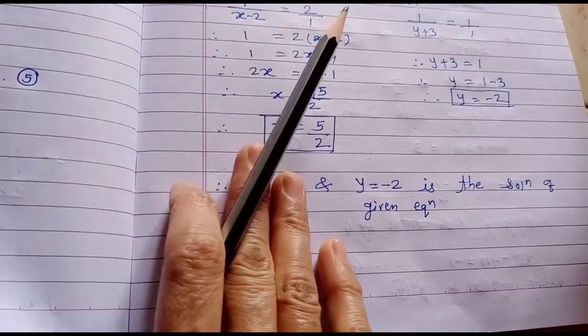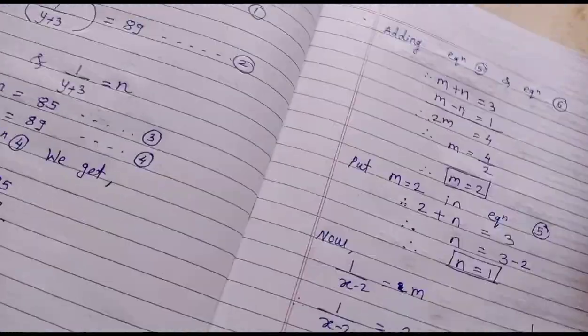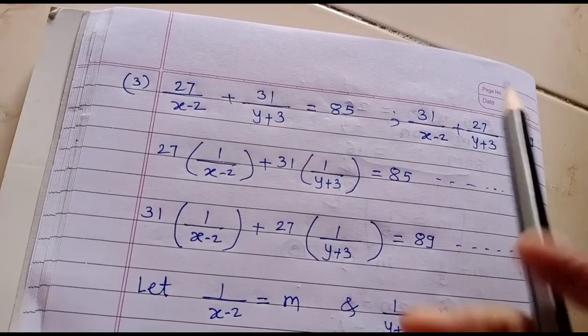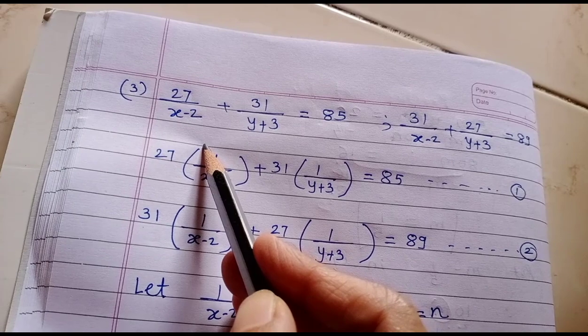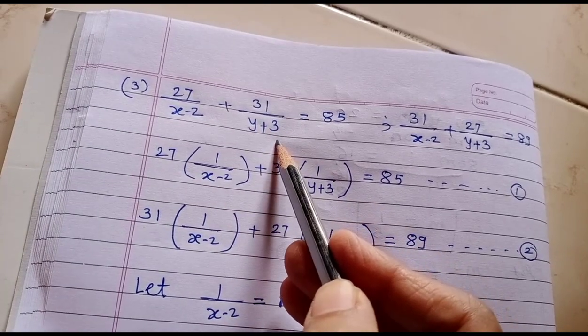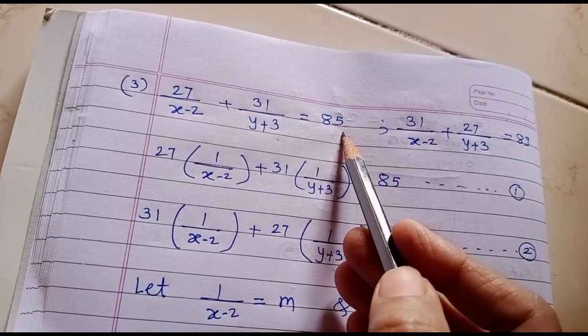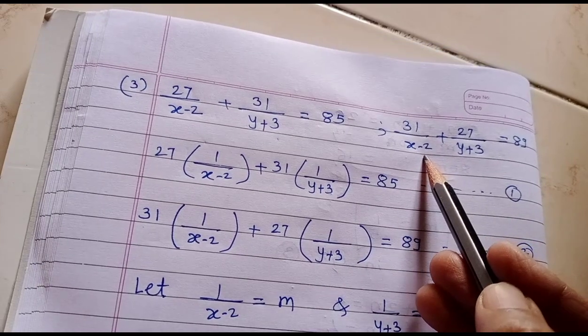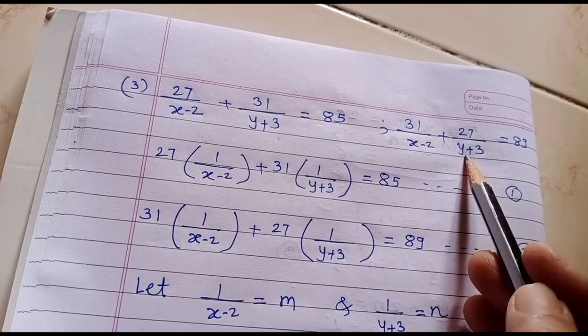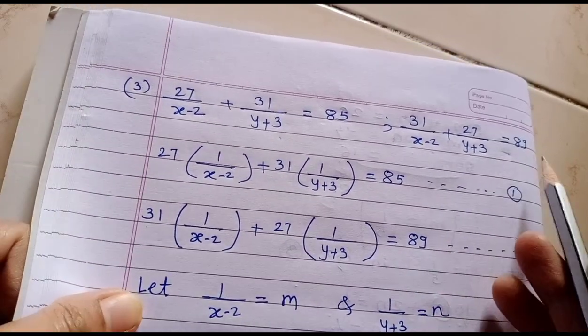Okay, now let's do the third equation. In the third equation, see here, 27 upon x minus 2 plus 31 upon y plus 3 is equal to 85. 31 upon x minus 2 plus 27 upon y plus 3 is equal to 89.